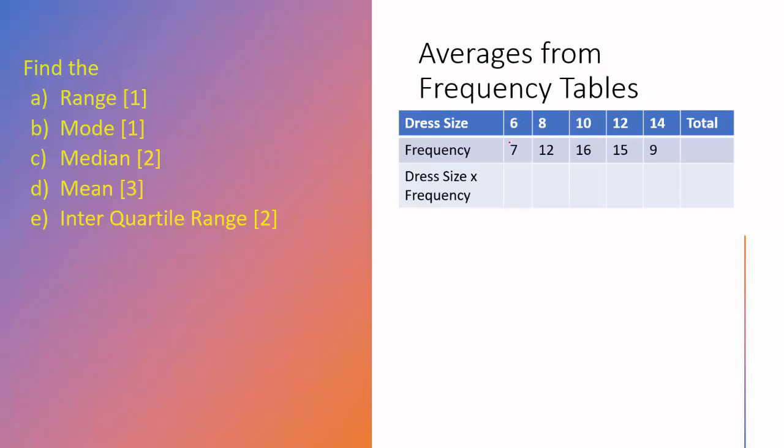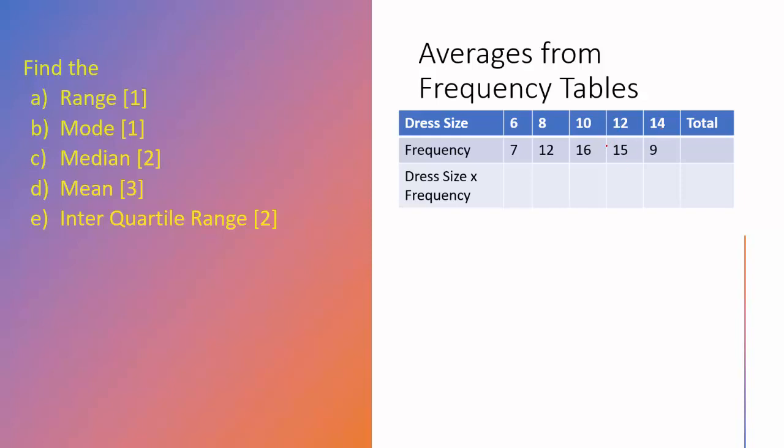So this 6 and this 7 is telling me that there are 7 people that have a dress size of 6. There are 12 people that have a dress size of 8. There are 16 people that have a dress size of 10. There are 15 people that have a dress size of 12. There are 9 people that have a dress size of 14.